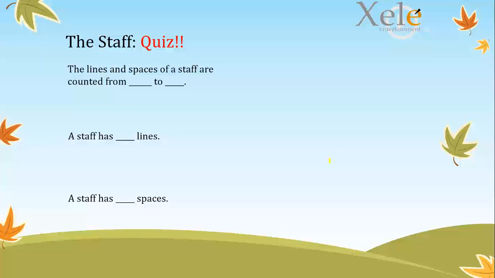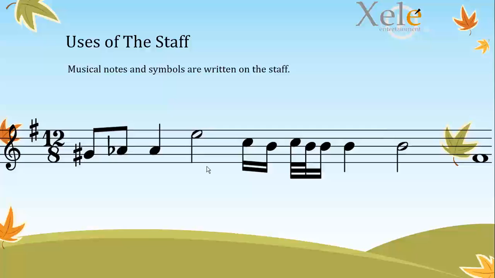So I have a quick quiz here. First one says the lines and spaces of a staff are counted from dash to dash. Do we count from left to right, or bottom to top, or maybe even top to bottom? Oh, it goes from the bottom to the top. And we said the staff has 5 lines, and of course the staff has 4 spaces.